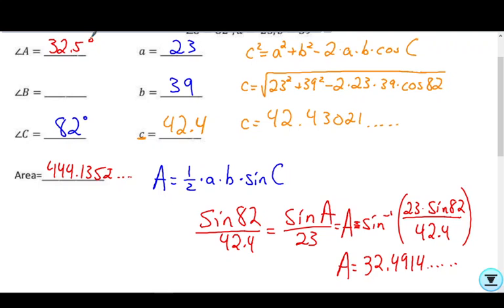And then since I know angle A and angle C, I can find angle B by subtracting those two from 180, and we get our last angle, which is 65.5 degrees. Okay? So really, all you have to do here is set up equations and then plug values into the calculator.